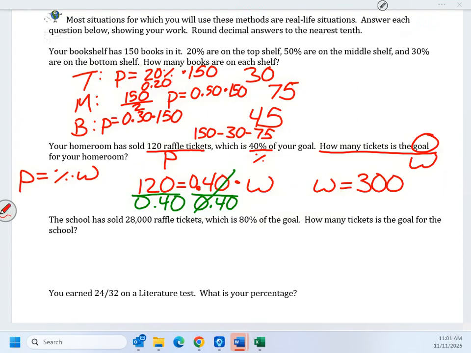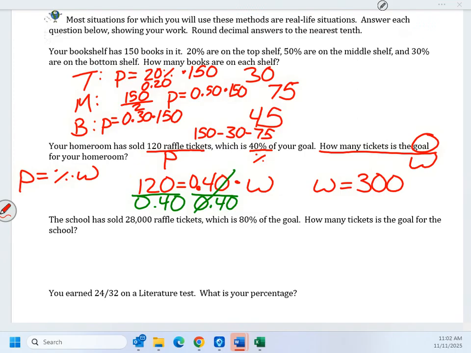40% is close to 50%, which is half. So 120 is close to half of 300, half of 300 is 150. Yeah, 120 is close to 150. Logically, it makes sense. We don't ever want to rush through our math.